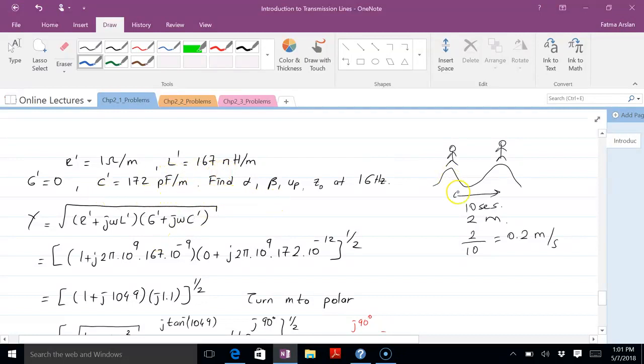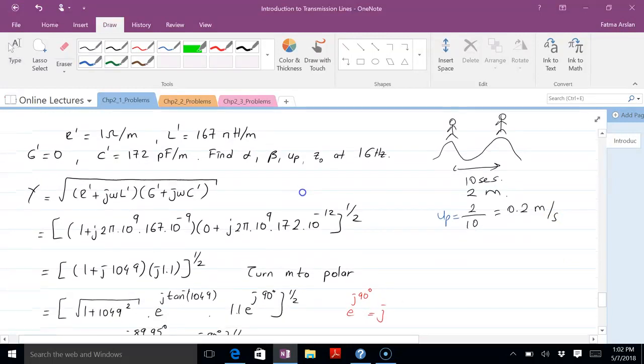And then I have a little picture here to explain what a propagation speed means. Let's say that there's a surfer and he's traveling on an ocean wave, and let's say the surfer is here at some time, and then 10 seconds later he is here. Let's say the wave carried the surfer 2 meters in 10 seconds, and then UP of this wave will be 2 divided by 10, which is 0.2 meter per second.